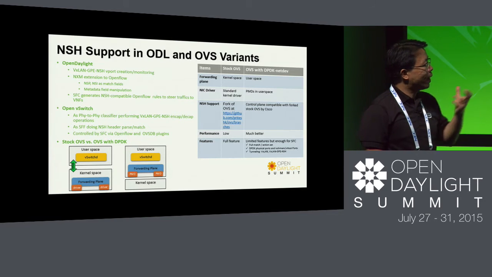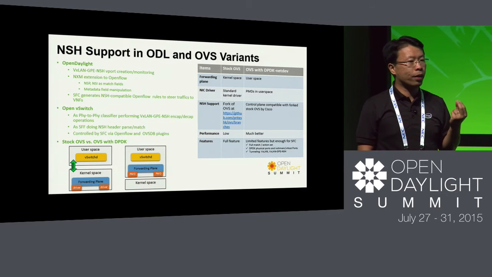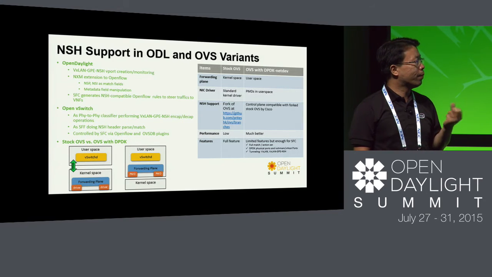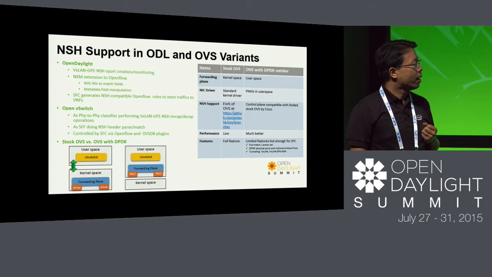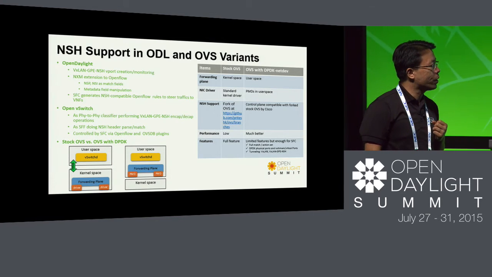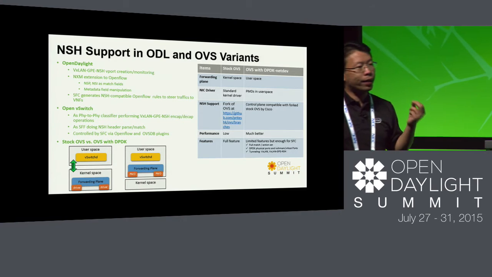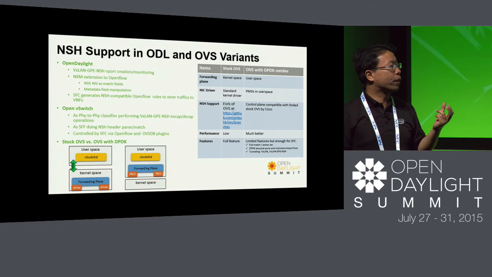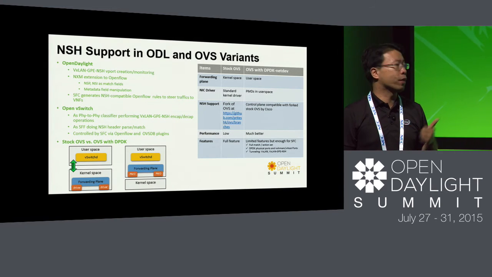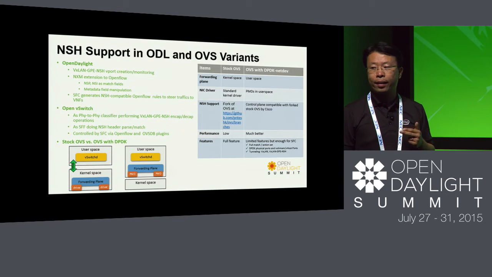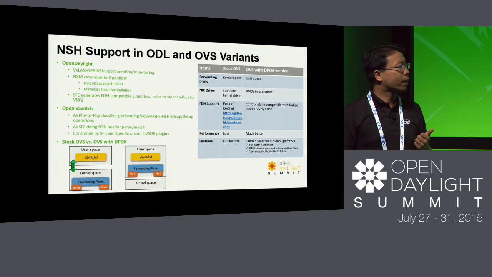But that one is implemented in stock OVS, so the data plane sits in the kernel space. Performance-wise, it's not that good. But for DPDK accelerated OVS, the forwarding plane, the data plane, sits in user space with poll mode drivers to significantly improve the performance of this virtual switch. Roughly about 10x for small packets, 64-byte small packets.